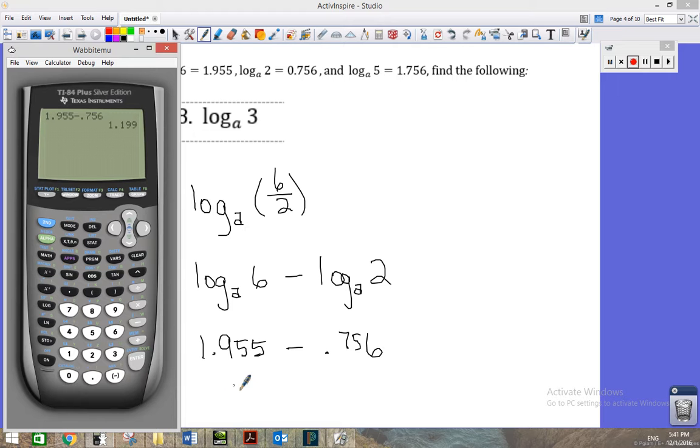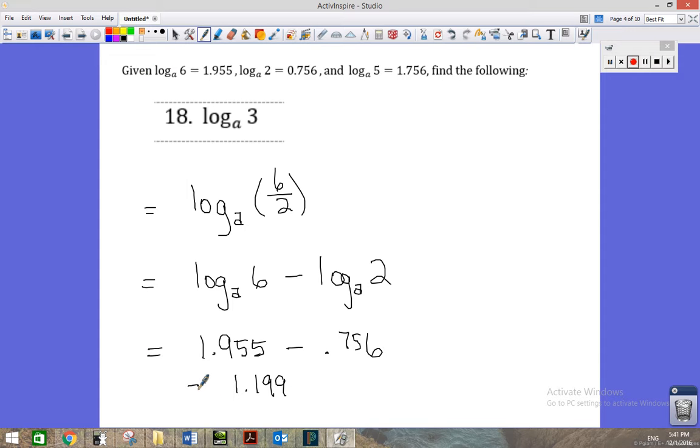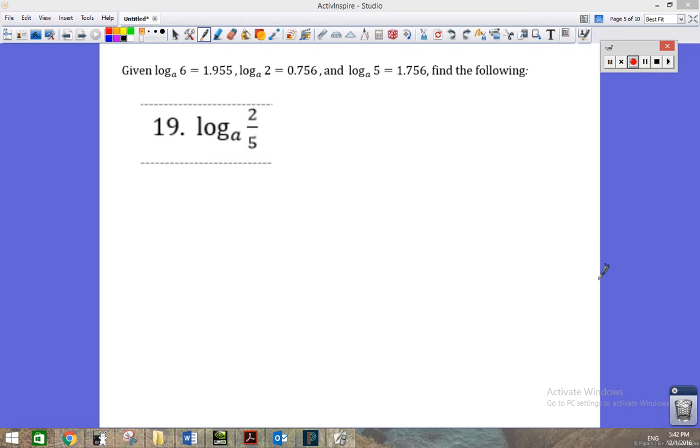Alright, so I'm getting 1.199 if I've copied that. Sometimes I even switch numbers when I copy it from the calculator, so I hope I haven't done that. So there's my final answer for problem 18. I apologize, I kind of coughed into the microphone there. I couldn't hit that pause button fast enough.